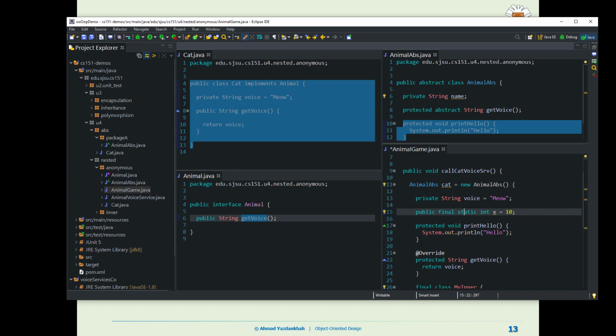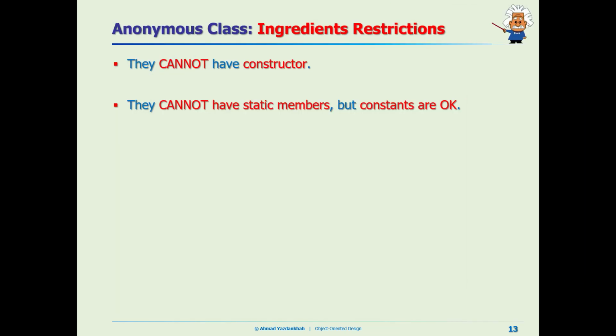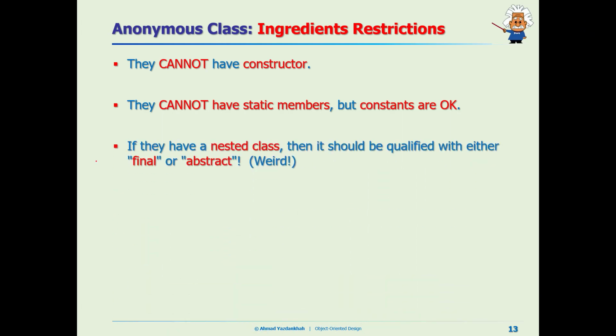Okay, let's see what we got more. And this is the point that we saw in the previous slide. If you have a nested class, the nested class should be qualified with either final or abstract. I believe it's a weird thing, but since we are not going to use this kind of complication about the anonymous class, we just ignore that.